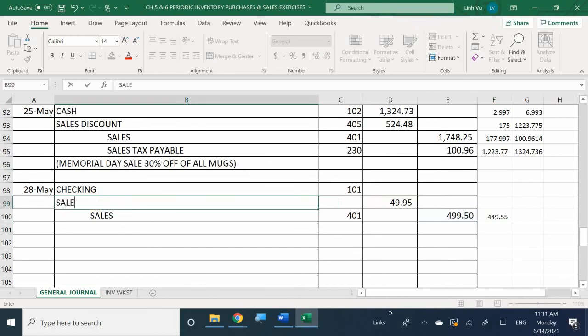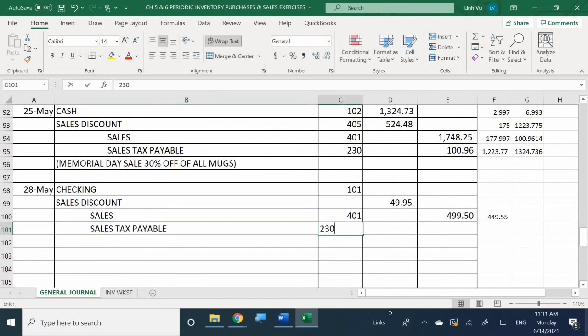So then we charge them sales tax on the 449.55, correct, on the discounted amount. Yes. Which is $37.09.